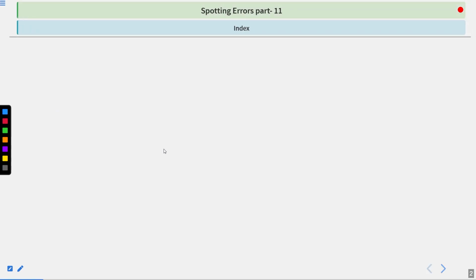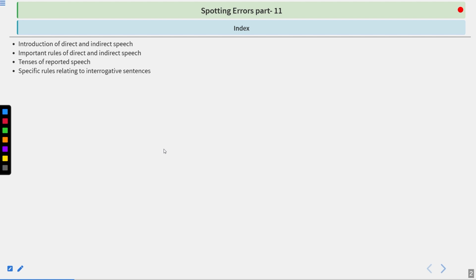First of all, the index: introduction of direct and indirect speech, important rules of direct and indirect speech, tenses of reported speech, specific rules relating to interrogative sentences, questions beginning with WH words. So in this index you will find these things. I hope you have understood.